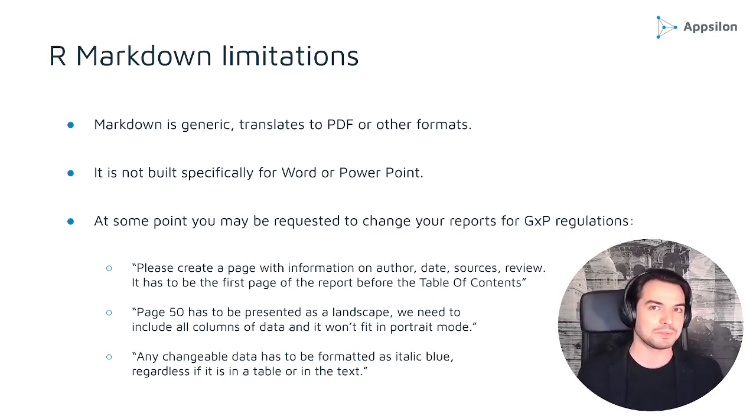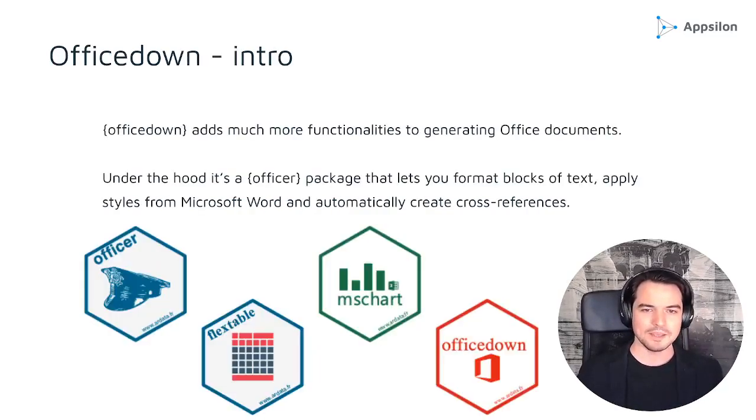And with officedown, you will be able to do it right away. You can be asked to present one of the pages out of 50 pages. One of the pages should be in a landscape mode. And this is also not that easily achievable through Markdown itself. And for example, you want to make specific formatting just to parts of the data inside of a table that you are presenting. So let me jump into officedown itself.